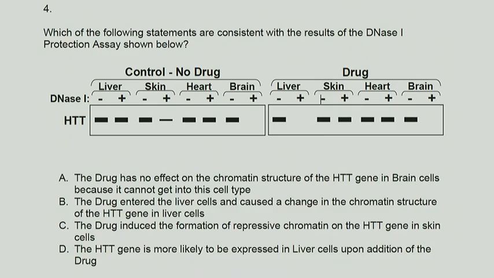Okay. Which of the following statements are consistent with the results of the same assay, right? So now we're looking at the drug conditions. The drug has no effect on chromatin structure of the Harringtonian gene in brain cells because it cannot get into this cell type. Is that consistent with these results? Is there an effect on brain chromatin structure? Then it's consistent with these results. You don't have anything to show the explanation is correct, but this explanation is consistent with the results.